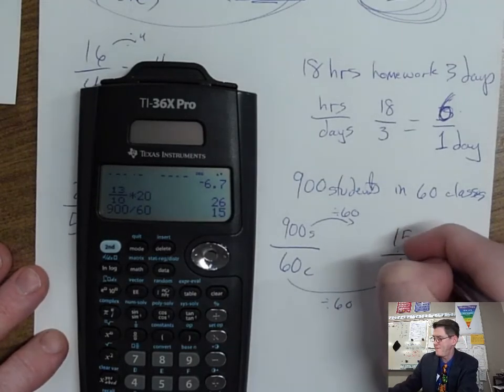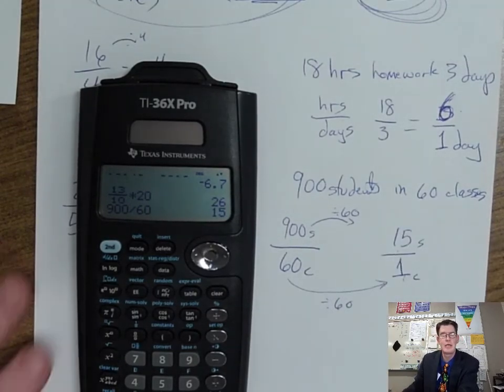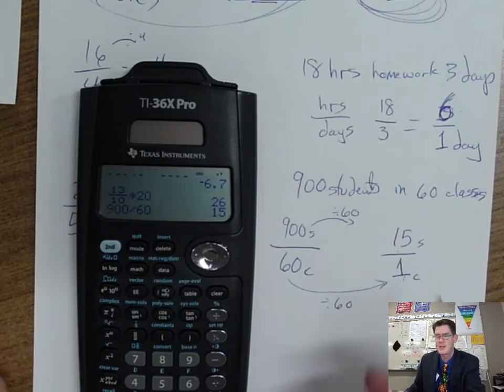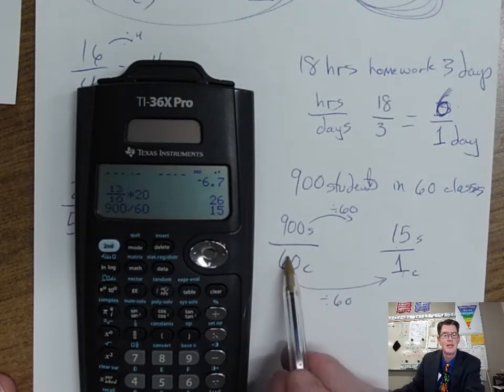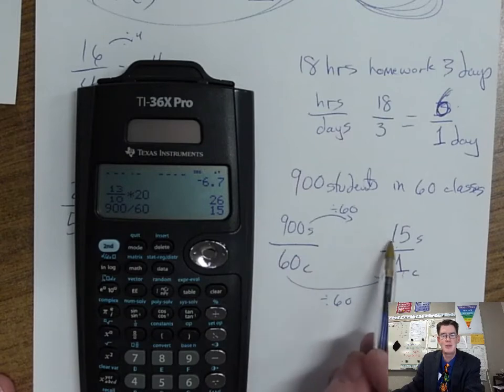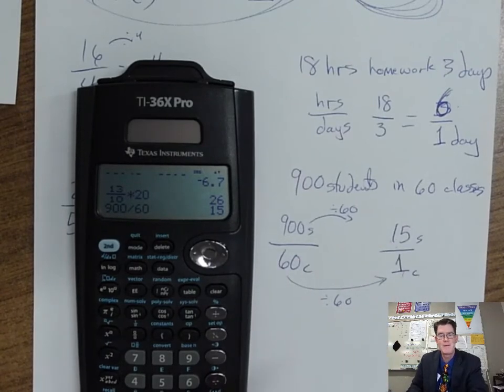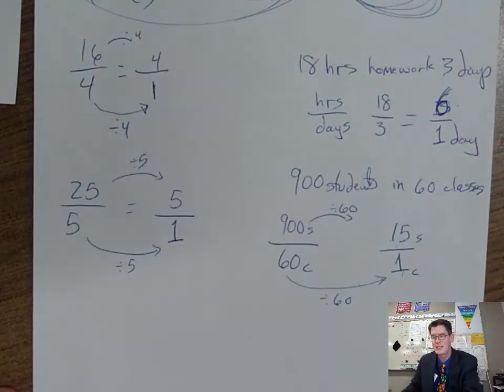There are 15 students in each class. Well, no, that's not right. So I could have some fun with this and get the 60 to be the right number so that this would be accurate. You guys know there's more than 15 students in each of your classes.